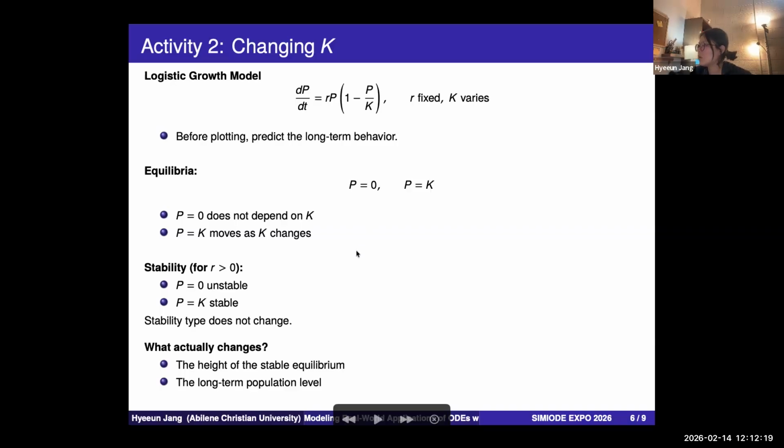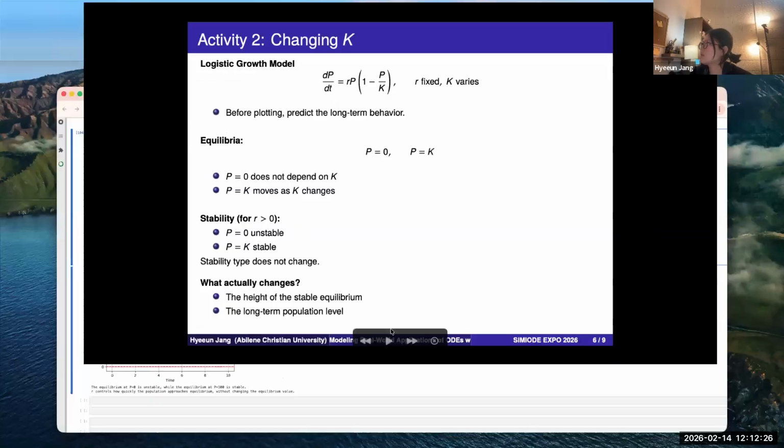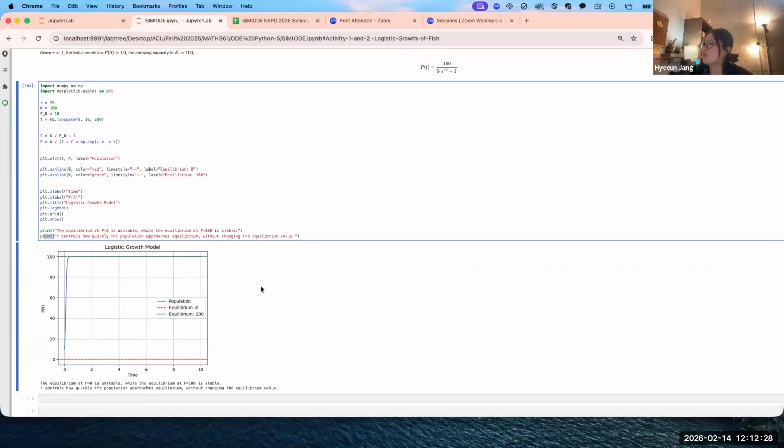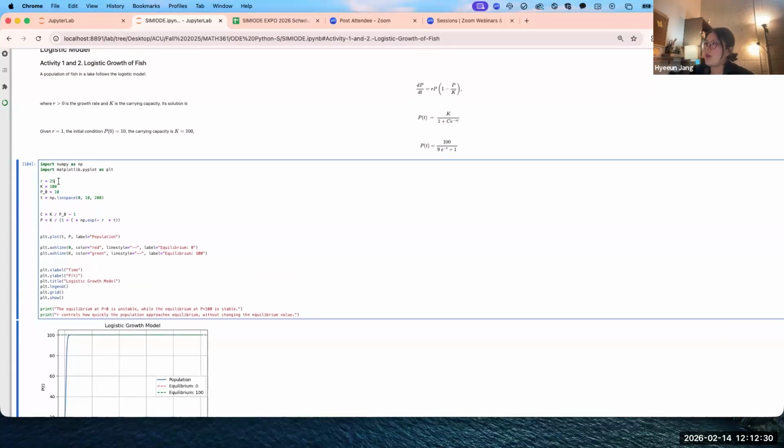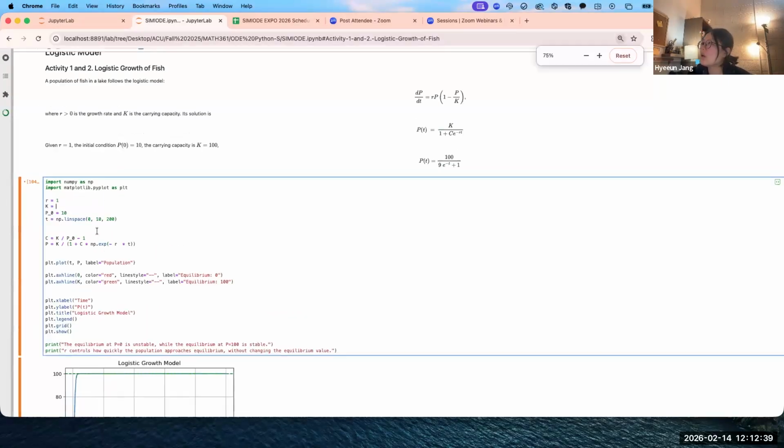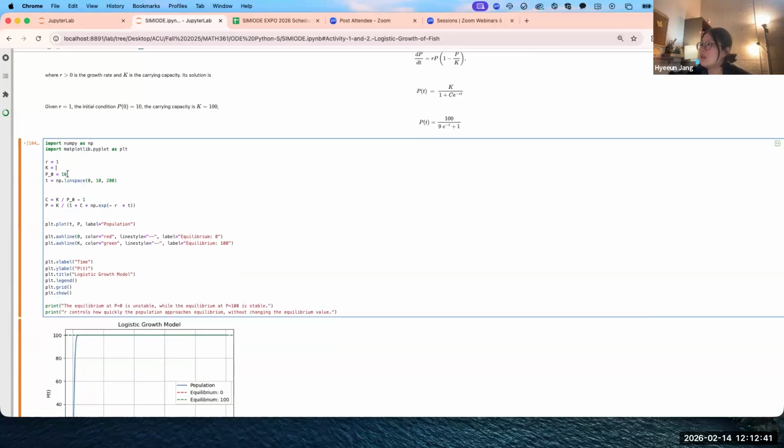So eventually it is a long-term behavior: when carrying capacity K changes, the population level increases. So we just keep everything as it is. I will come back here and only change the K. What happens if your carrying capacity is less than the initial value, which is 10?